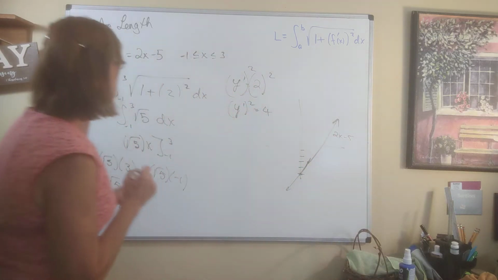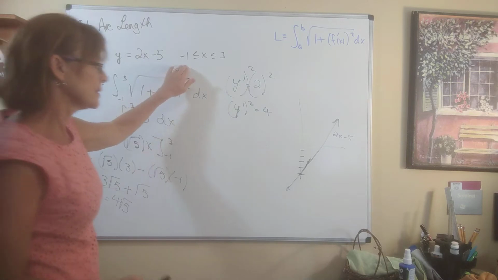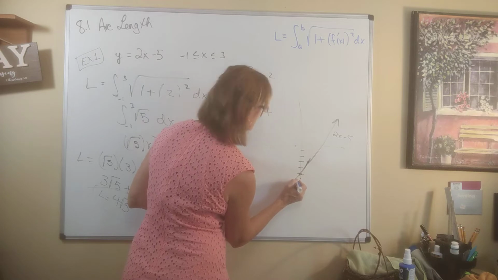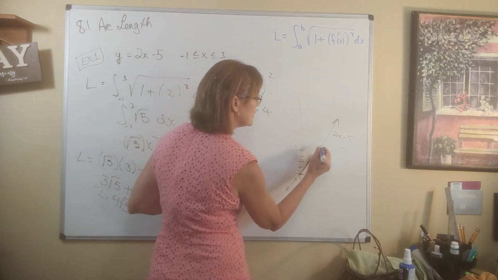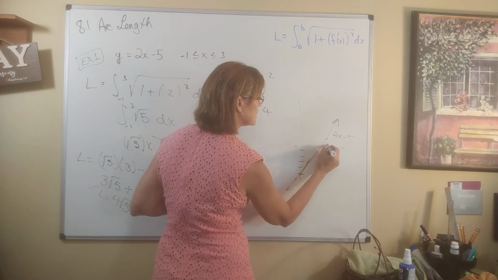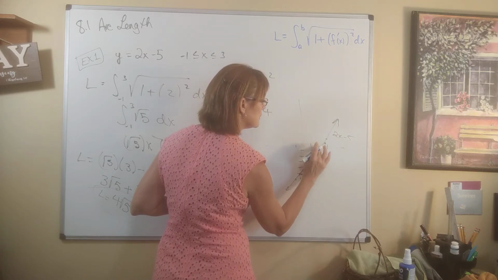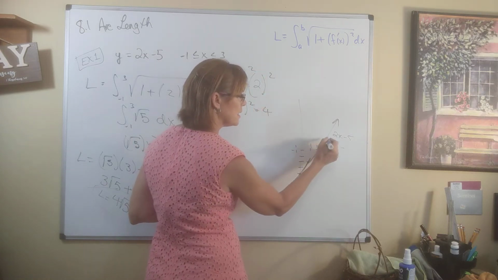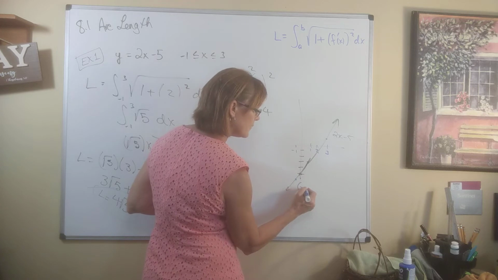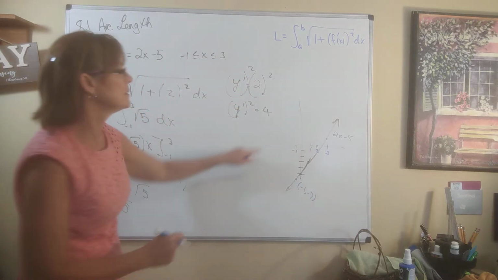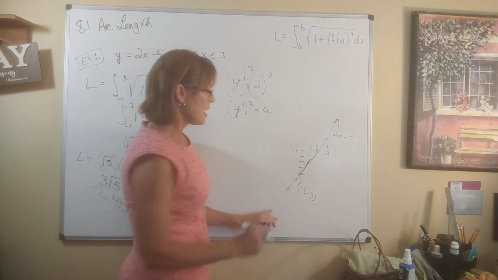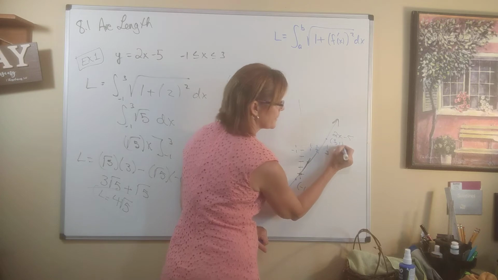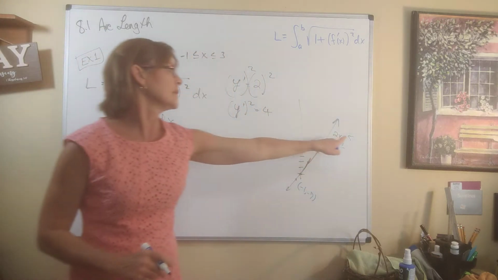Now, we want to calculate the length of this line from x is -1, so down here, till x is 3. 1, 2, this is 1, 2, 3. -1. Okay, so from here to here about. Okay, so this point is -1, -7, if we plug that into 2x minus 5, and this point is 3, 1 is what it ends up being, if you plug that into the line.